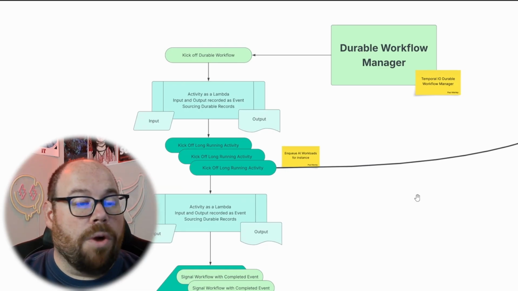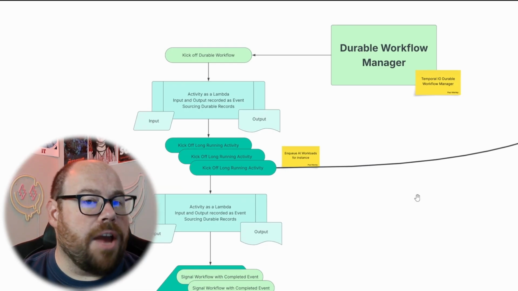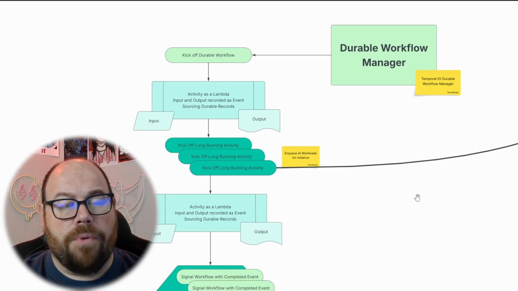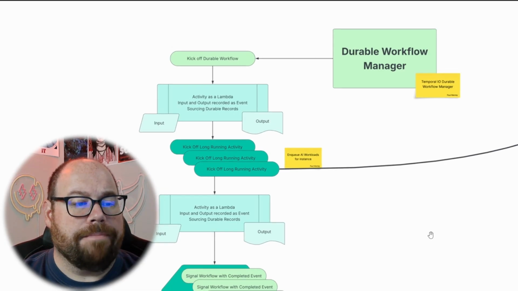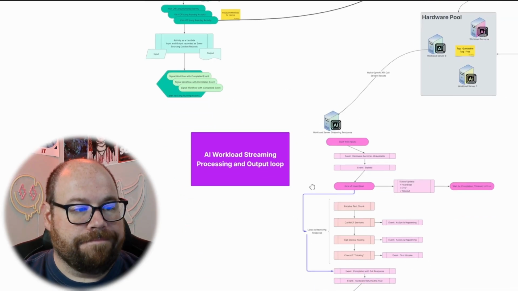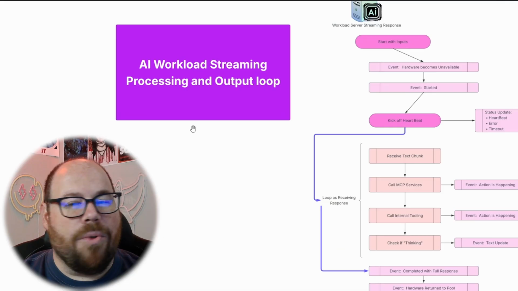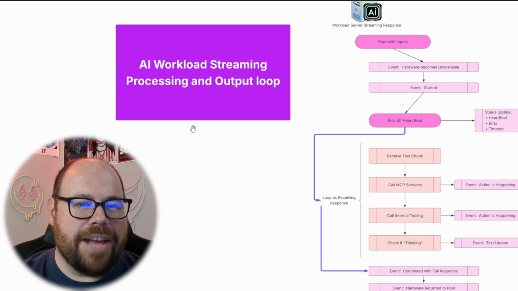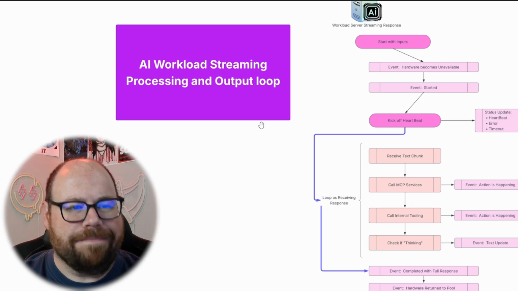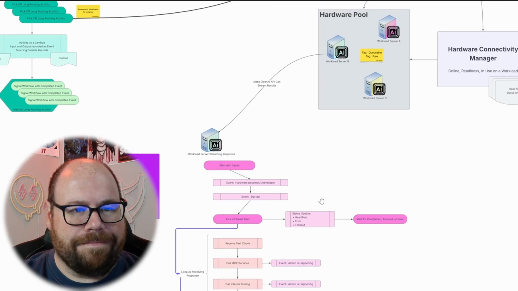You have your durable workflow manager, where you're actually running your workflow, not just AI workflows, but your general workflow. Those are all the steps that are necessary to accomplish whatever your task might be. And finally, you have your AI workload streaming, processing, and output loop. This is the actual loop that's running your text chunks and all of your other information. Let's go through each of these in a little bit more detail.